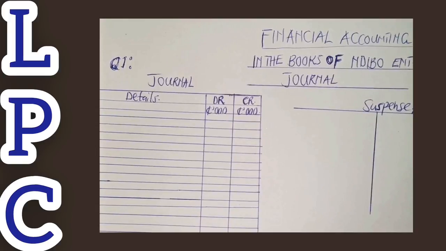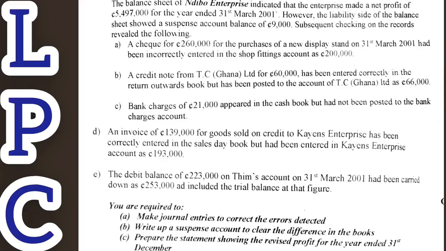Alright, so that is what we just read. We are going to go through how we go about solving it. So the first transaction, they said a cheque of 260,000 for the purchase of a new display stand on 31st March 2001 had been incorrectly entered in the shop fittings account. Remember, this purchase of a new display stand is an asset. That is the shop fittings account. Which should have been entered as 260,000 as an asset.